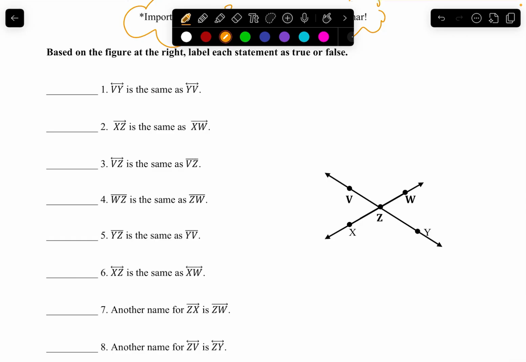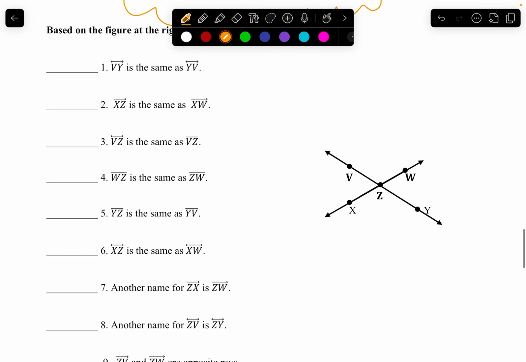Here is a really, really good section, okay? In this class, we do a lot of true-false in this first unit because we need to know what you know without assuming and what you are assuming, okay? And we should never be assuming. Remember that we always want definitive proof that something exists, okay? So it says, based on the figure at the right, label each statement as true or false.